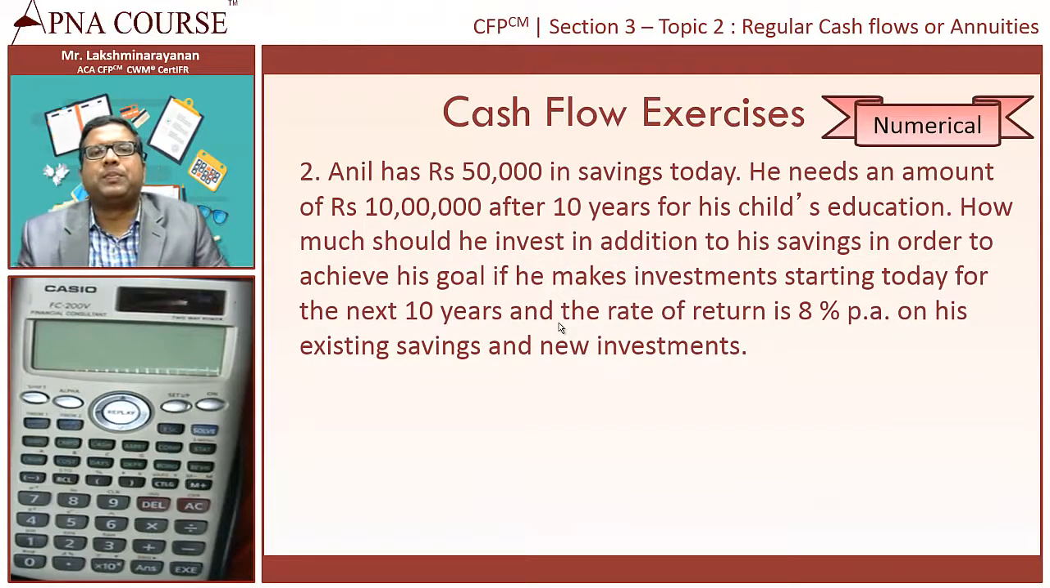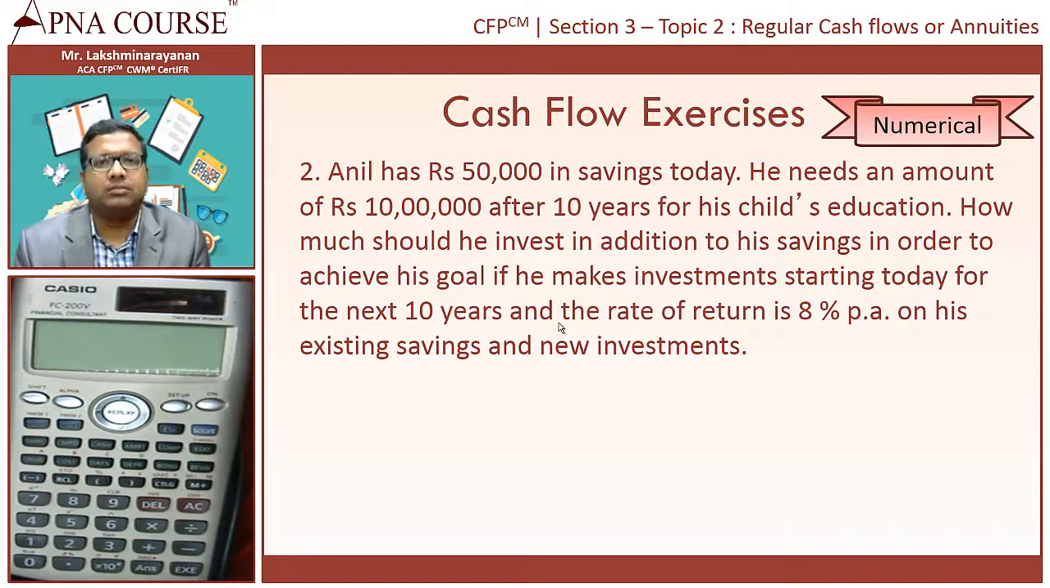Next question. Anil has rupees 50,000 in savings account today. He needs an amount of rupees 10 lakh after 10 years for his child's education. How much should he invest in addition to his savings in order to achieve his goal if he makes investment starting today for the next 10 years at the rate of 8% per annum on his existing savings and new investments? So existing savings also grows at 8%. The new investments also grows at 8%.